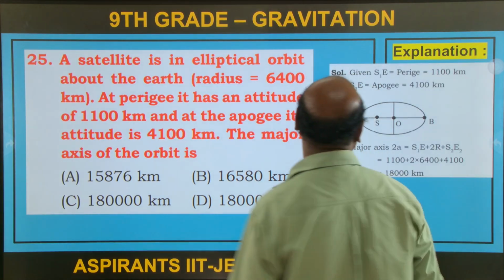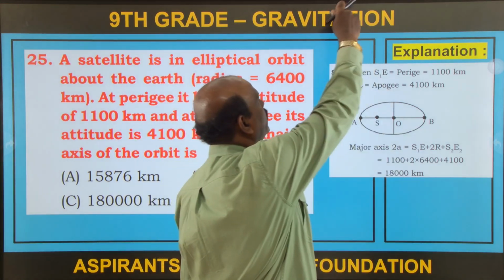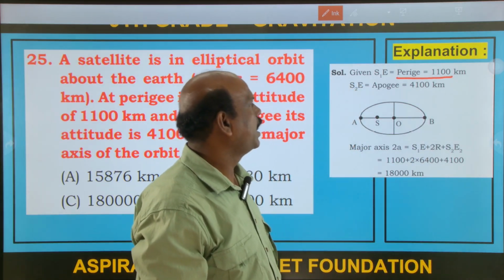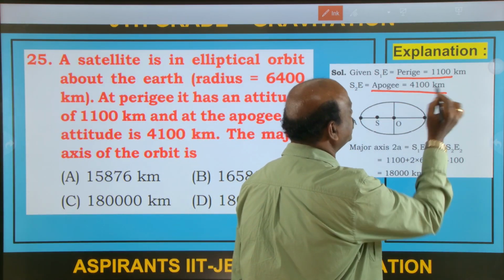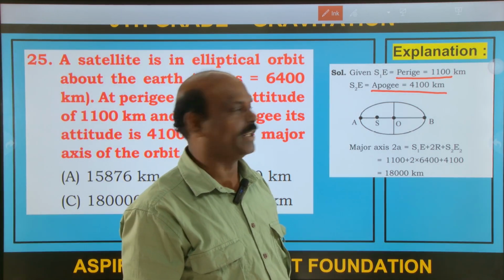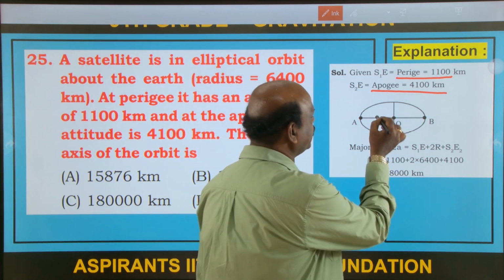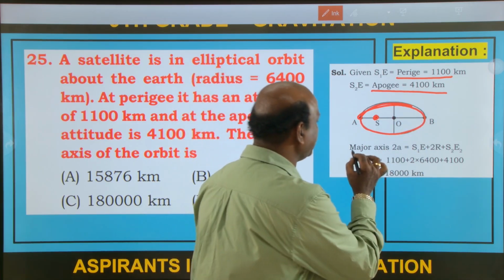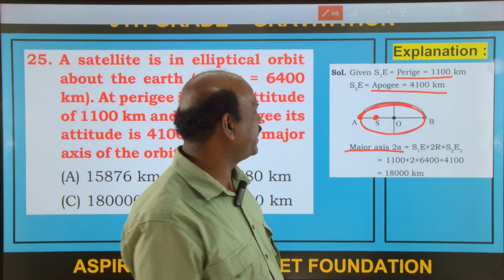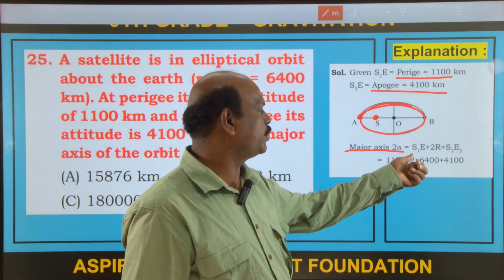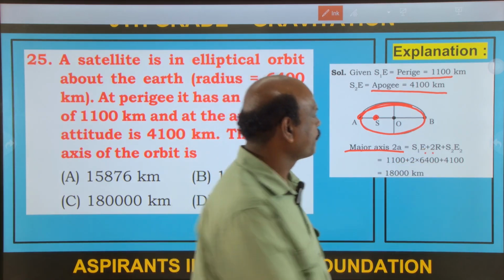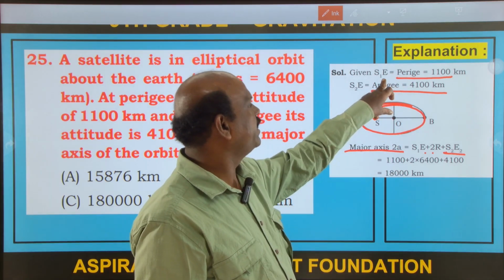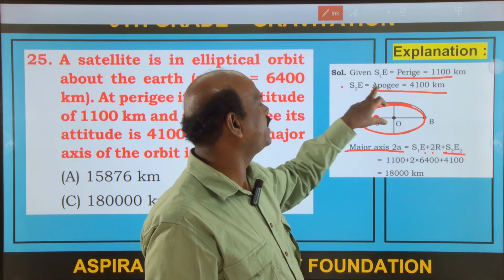So let us see here, given the perigee of 1100 kilometers and the apogee of 4100 kilometers. Let us consider this is the sun and it is the orbit in which it is moving. According to the formula, the major axis is taken as 2a, and it is equal to S1e plus S2e, where S1e is taken as the perigee and S2e is taken as the apogee.